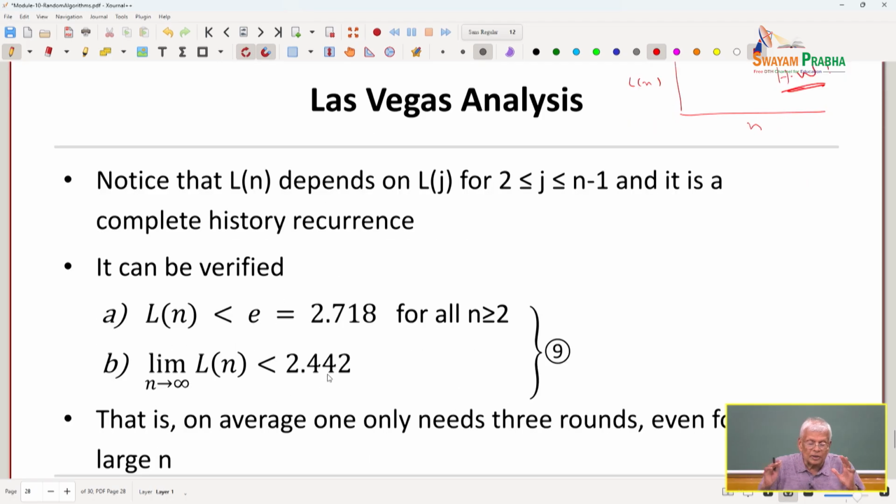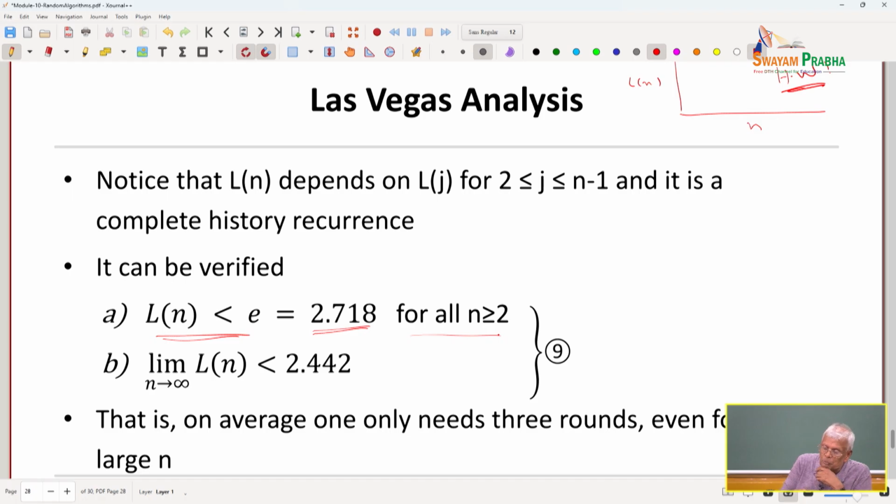Now I am going to quote a result from Babai's paper. He showed by asymptotic analysis that Ln is less than e, and what is e? e is the Neperian base, 2.718, for all n. Wow, that's an astonishingly important result. On average, independent of n, the total number of rounds that you need to do is no more than 3.